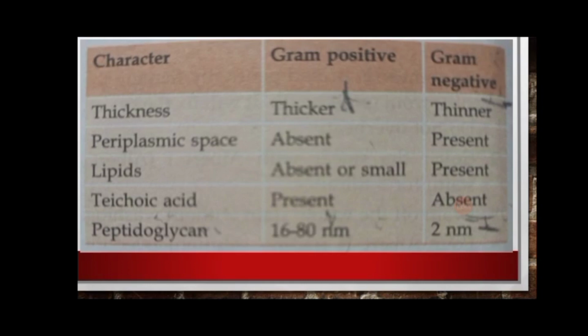The thickness of the peptidoglycan layer is 16 to 80 nanometers in gram-positive bacteria, while it is 2 nanometers in gram-negative bacteria. This is the difference between gram-positive and gram-negative bacterial cell walls.